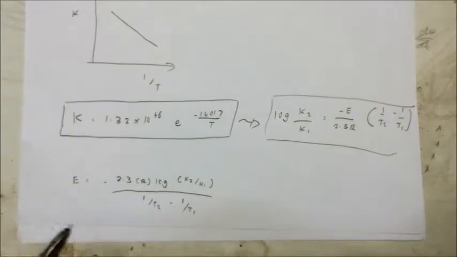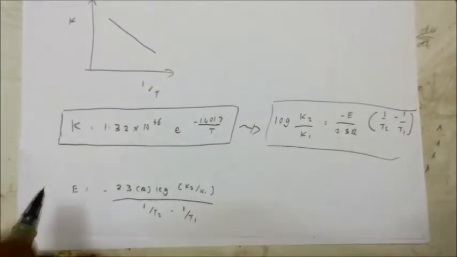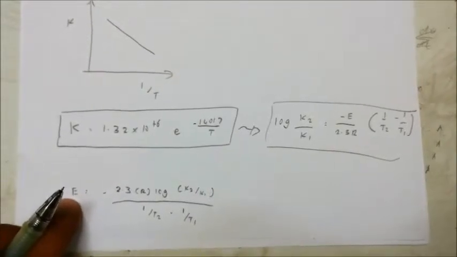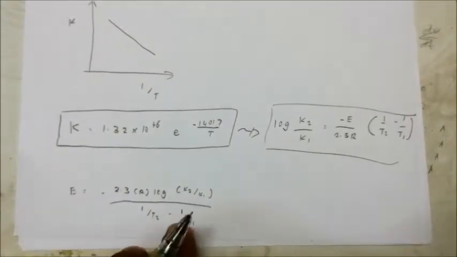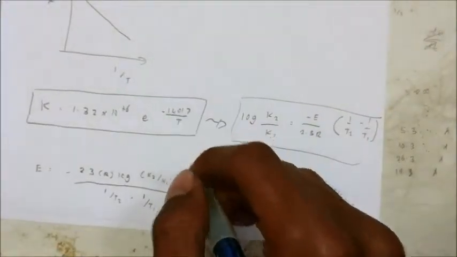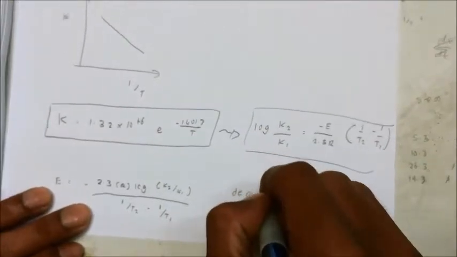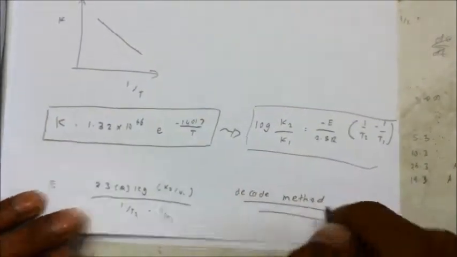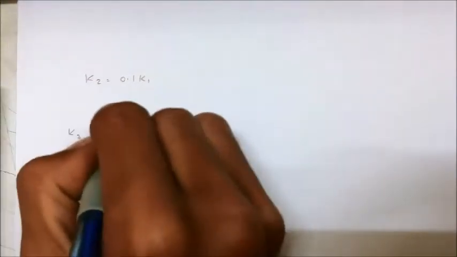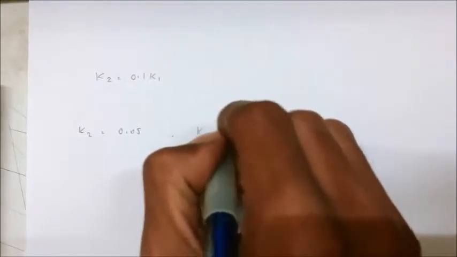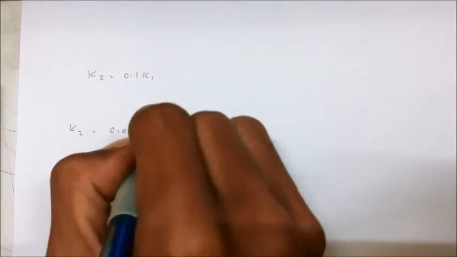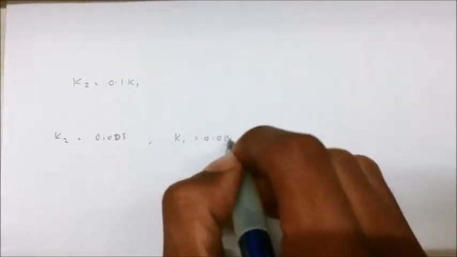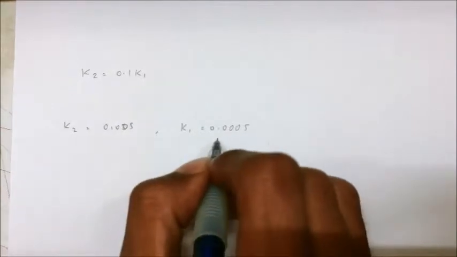When you get this equation, you want to find the activation energy, right? But you don't know the values of 1 over T2 and 1 over T1. Then after this, you have to use the decay method. By using the decay method, we have the relation of k2 equal to 0.1 k1. Let's say if we choose k2 value of 0.005, then we get k1 equal to 0.0005 because k2 is equal to 0.1 k1.